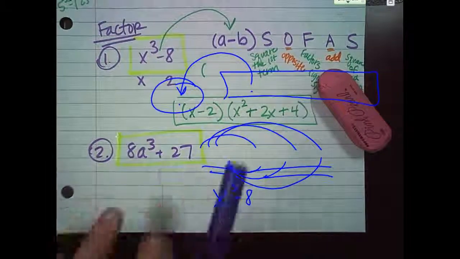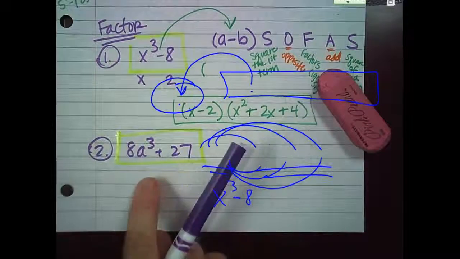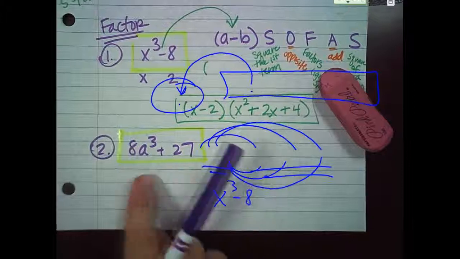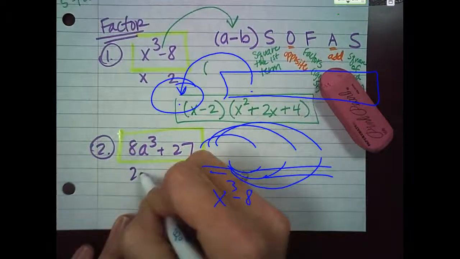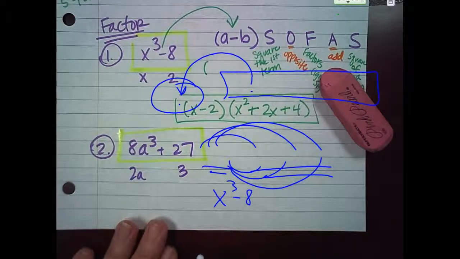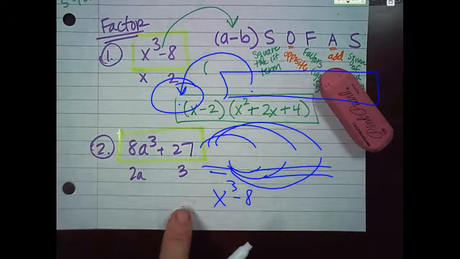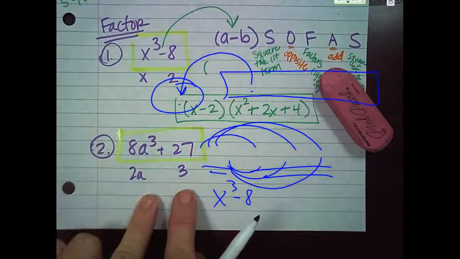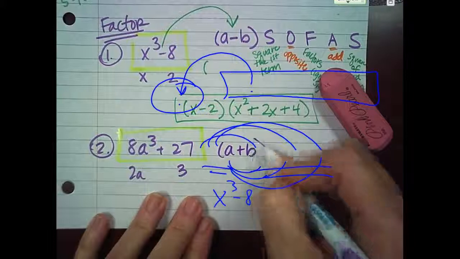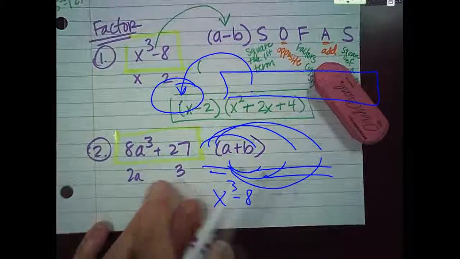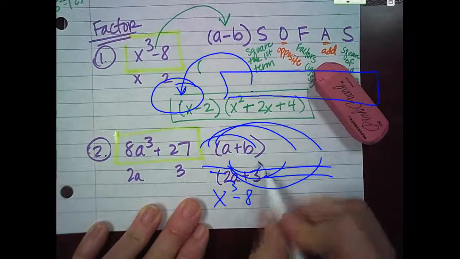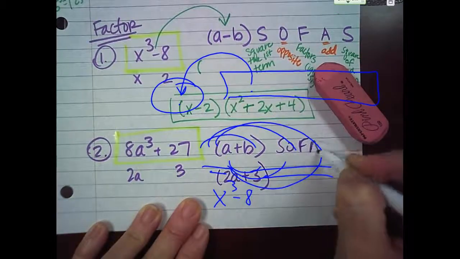This is a binomial. This is a plus in the middle. Yes, I'm allowed, right? Are they both cubes? Yes, this would be 2a, and this would be what? 3. You guys take notes, right? Now then, to find it, it's a plus, so I'm going to say a plus b. So in this case, we're going to use 2a plus 3. And then our SOFAS little trick.